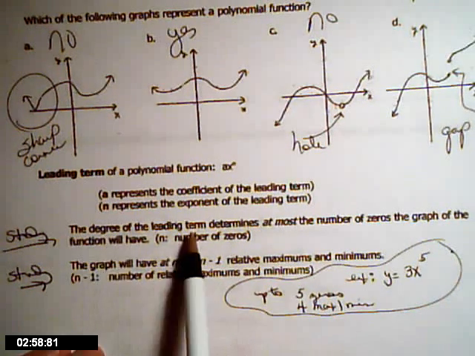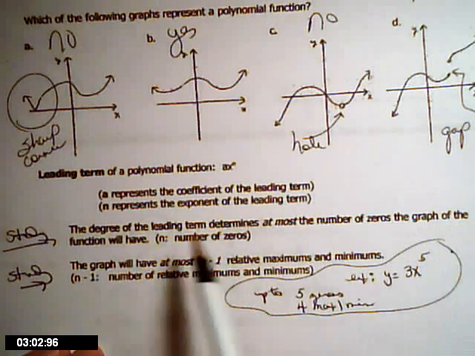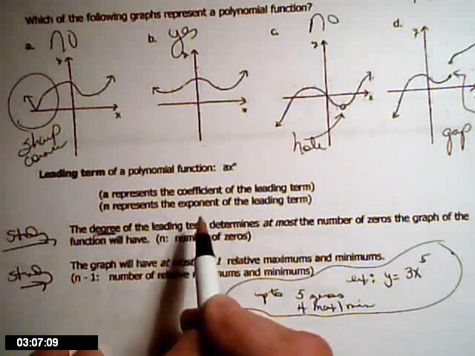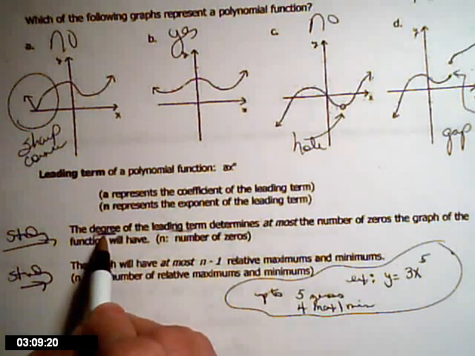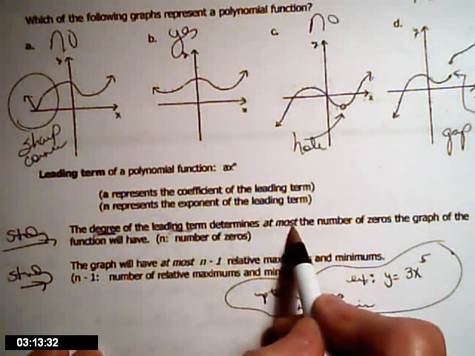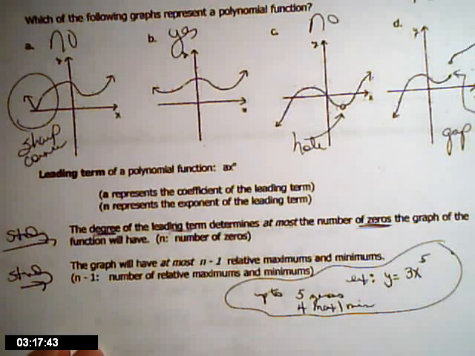The degree of the leading term determines at most the number of zeros the graph will have. Now, degree being the exponent of the leading term, so we're talking about the highest exponent in the problem, will determine at most the number of zeros. Interchangeably, I'm going to use the word zeros or roots or x-intercepts, or even maybe just solutions.